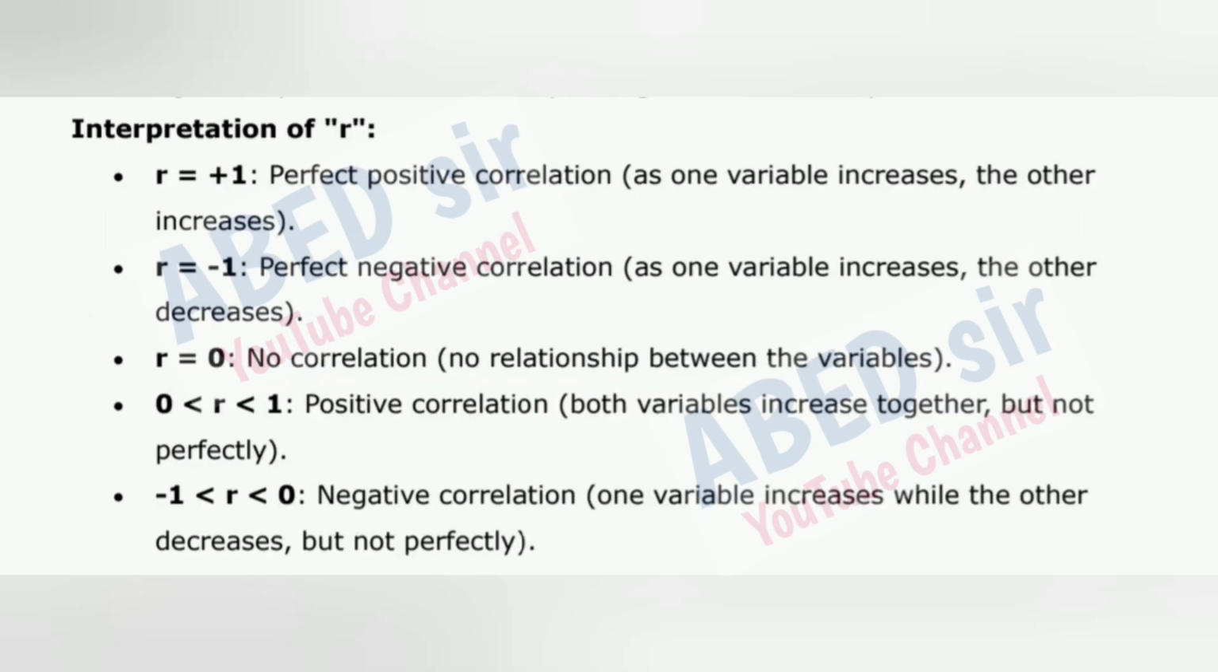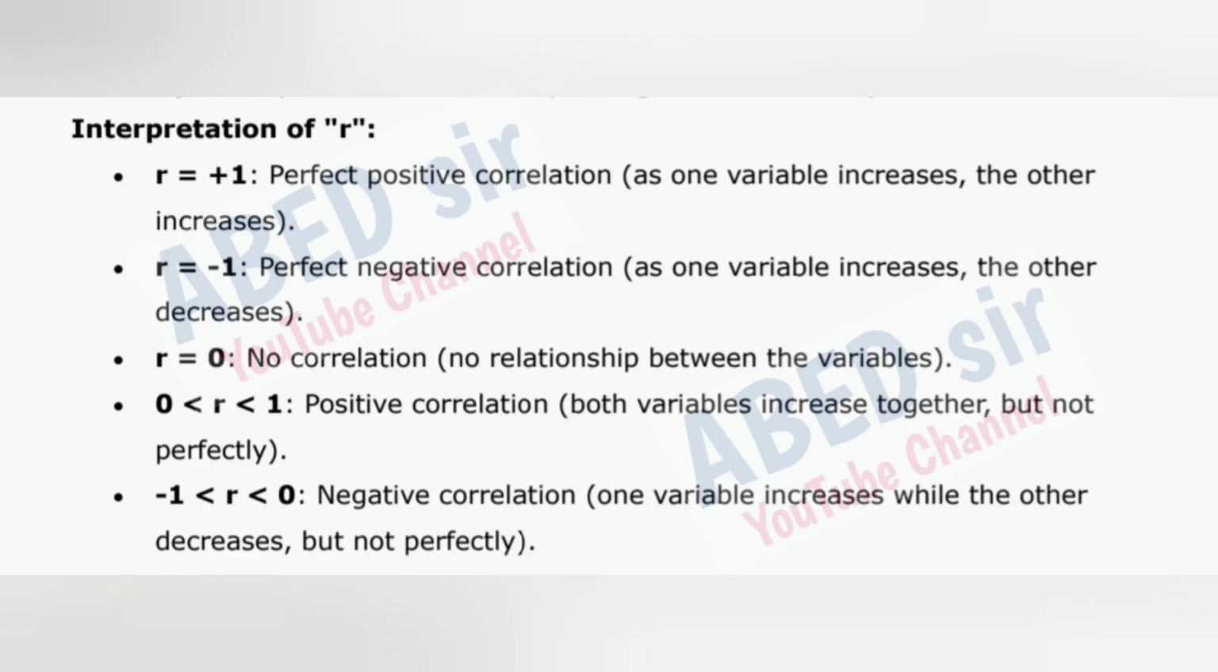Interpretation of r. r is equal to +1: perfect positive correlation. As one variable increases, the other increases. r is equal to -1: perfect negative correlation. As one variable increases, the other decreases. r is equal to 0: no correlation, no relationship between the variables.